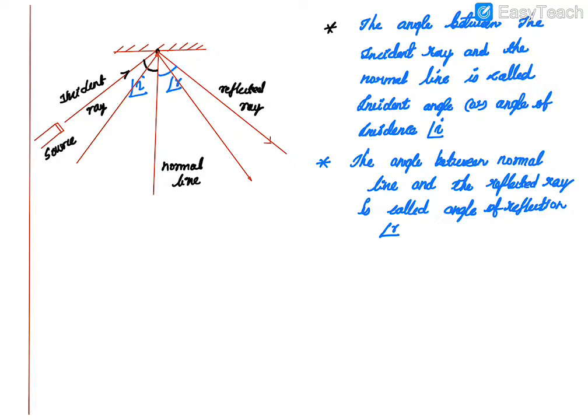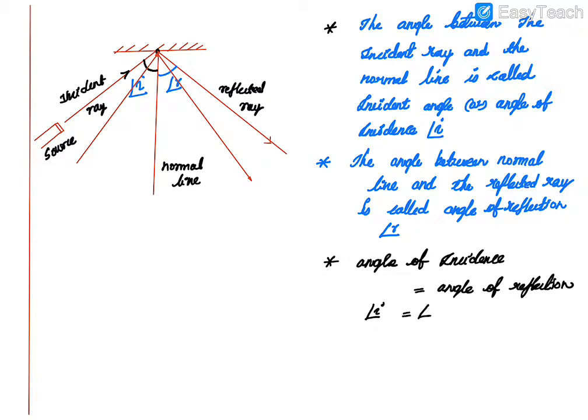You have to know that the angle of incidence and the angle of reflection will be equal. Angle of incidence equal to angle of reflection. That means I equals R.